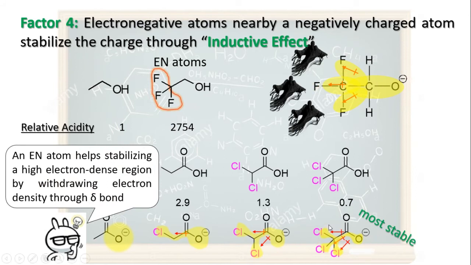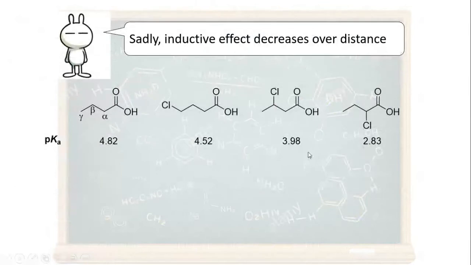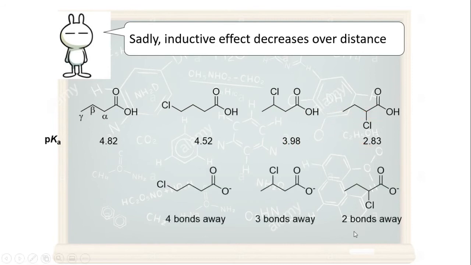Through the sigma bond, and that's the reason why the inductive effect decreases over distance. So look at this acid here. We have an alpha position, beta, and gamma position. If the chlorine at the gamma position helps the oxygen stabilize the negative charge just a little, the pKa goes from 4.8 to 4.5. If the chlorine gets closer to the beta position, 3.98, and to the alpha position, 2.83. So 4 bonds away, 3 bonds away, 2 bonds away. The closer, the more inductive effect. The further away, the less inductive effect.